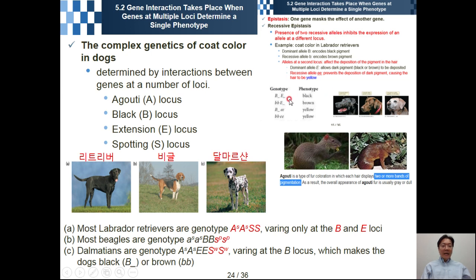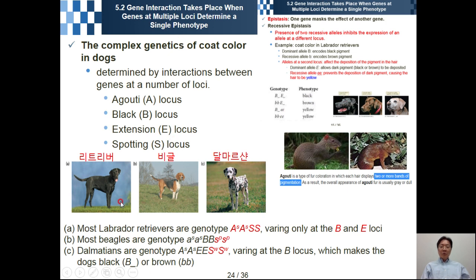If they have a large E, they will have the color like black or brown. But if they have small ee, they will not have any color, because they will have the yellow, because they have the small ee like this. So at that time, we only learned about the B and E loci. Now we will learn the A or S loci.